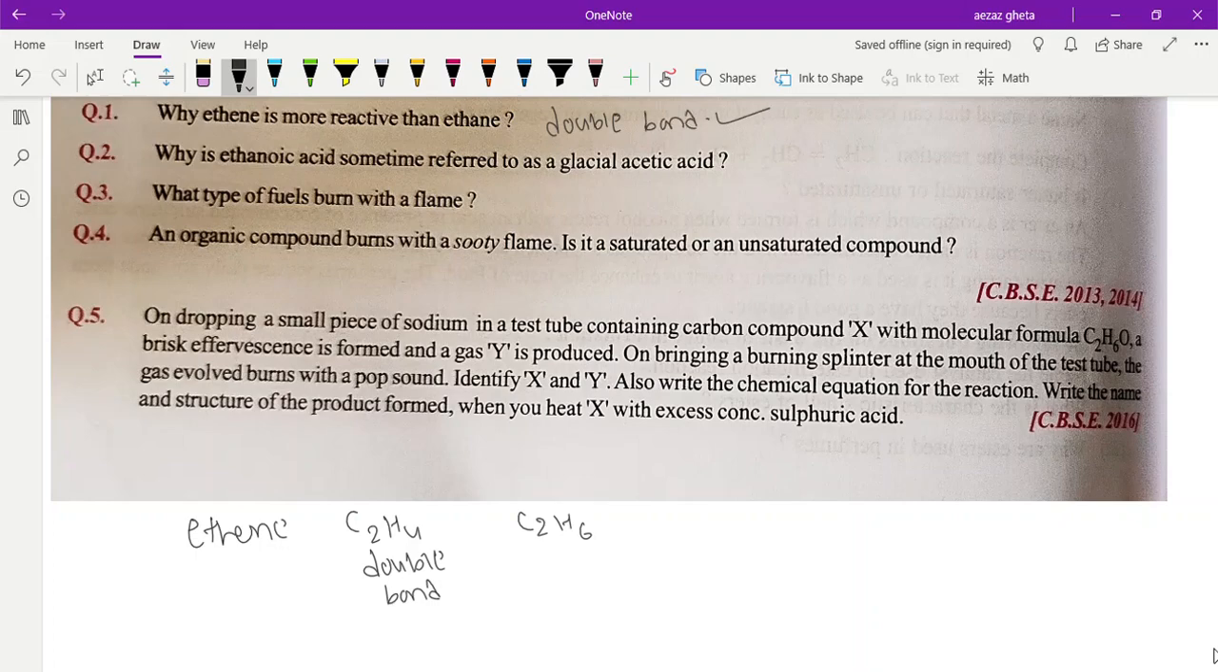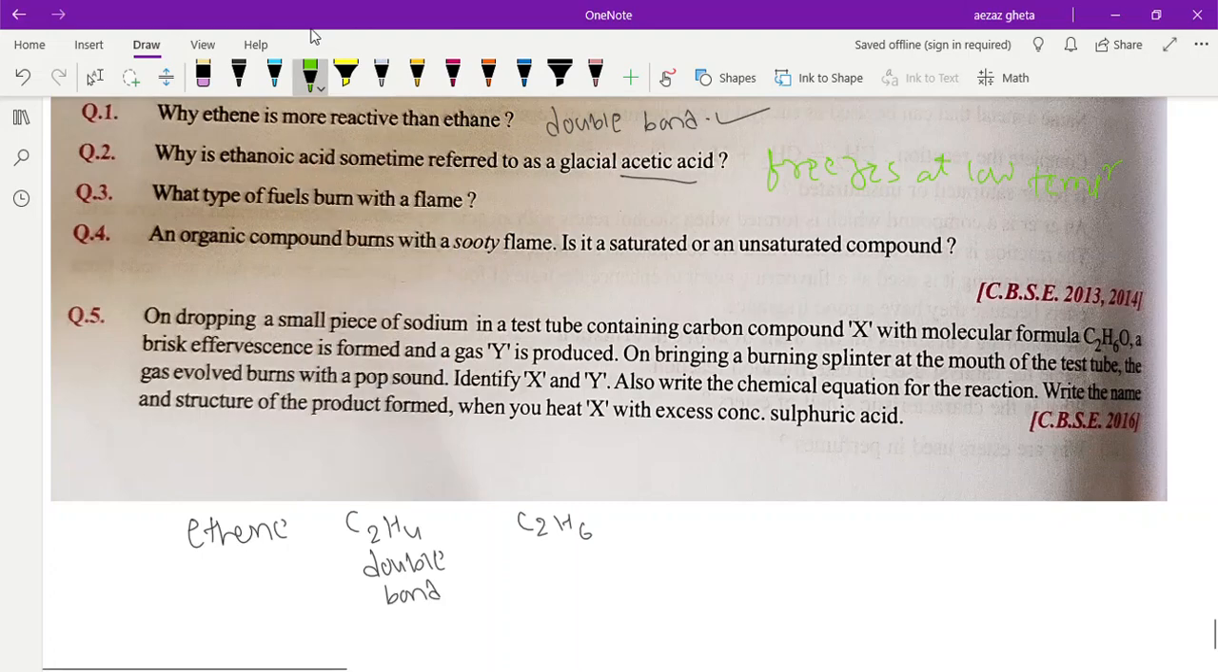Okay, why is ethanoic acid sometimes referred to as glacial acetic acid? Because ethanoic acid freezes at low temperature and becomes like ice or snow. You can write: it freezes at a low temperature in winter season. Okay, that is the reason.